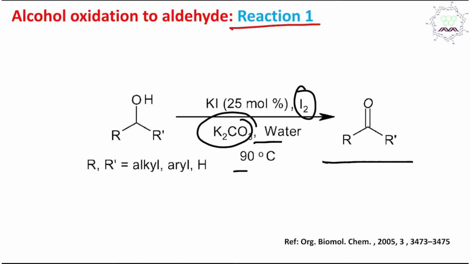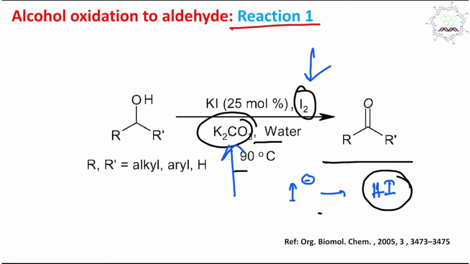Now, iodine is the oxidizing agent, we understood. What is the role of K2CO3? Just some time before, I told that iodine is going to convert into iodide. So will it remain as an anion? No, it will be converted into hydrogen iodide. So in the reaction medium it will produce this hydrogen iodide, and the role of the base is to convert this hydrogen iodide into the iodide salt.